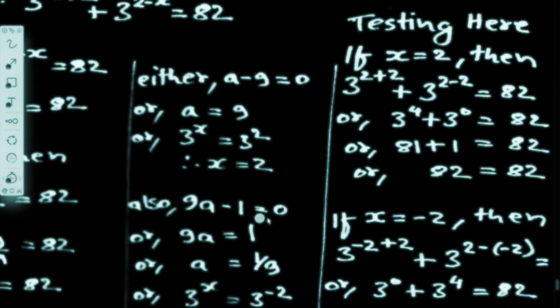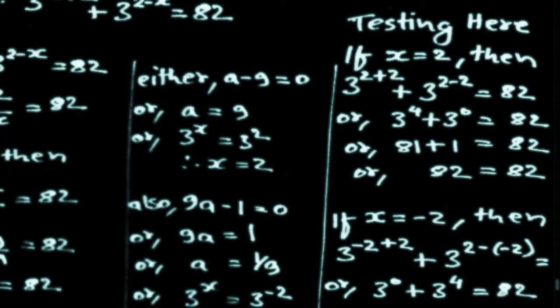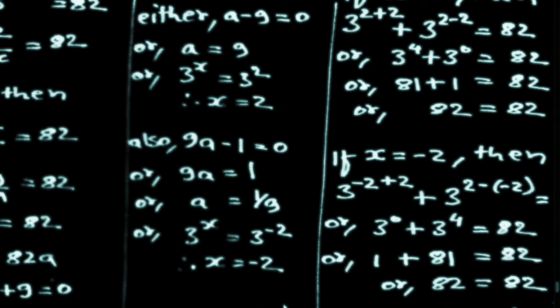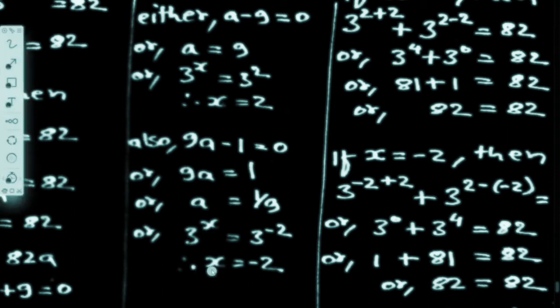Similarly, the next factor: 9a minus 1 equals 0. So 9a equal 1, and a equal 1 by 9. Now a should be replaced with 3 power x. So 3 power x equal 3 power minus 2. It means 9 is 3 power 2 and 1 upon 9 is 3 power minus 2. In this way, if the base is the same, we can easily get our value. Therefore, the base 3 is the same, so x equal minus 2.